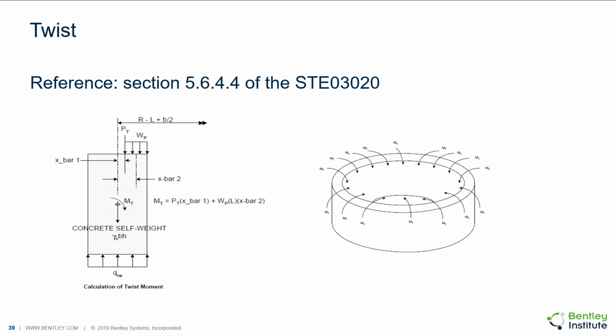The twist moment is considered to act uniformly around the ring wall as shown here, and tends to push one end of the ring wall outward, thus causing the tension to develop on that face, while the other end is pushed inwards, causing compression to develop in that face. Additional hoop reinforcing is placed in the region subjected to tension.